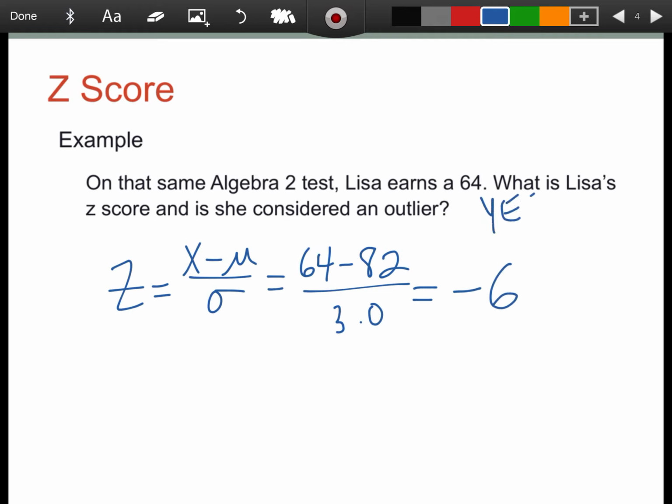So is she considered an outlier? Yes, absolutely, she is an outlier. More so than Todd was in the last example.